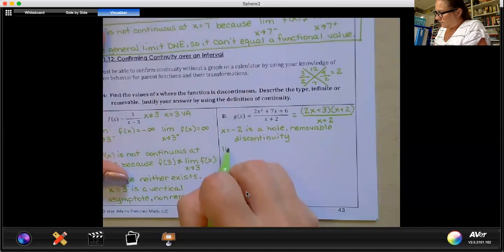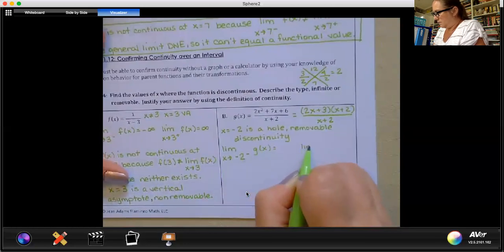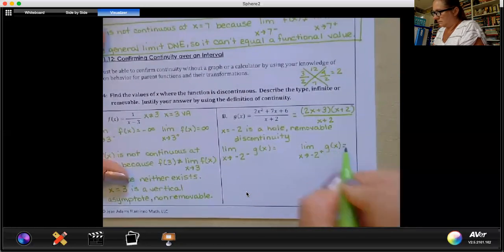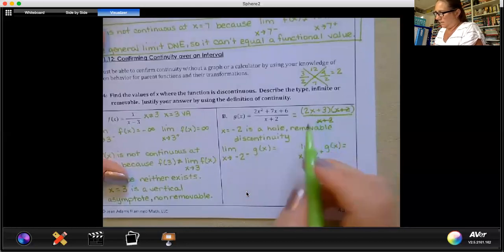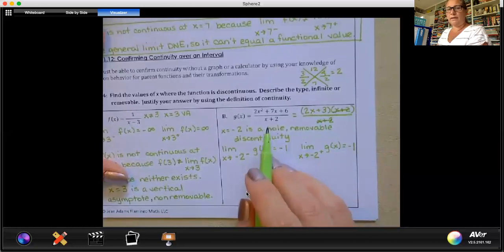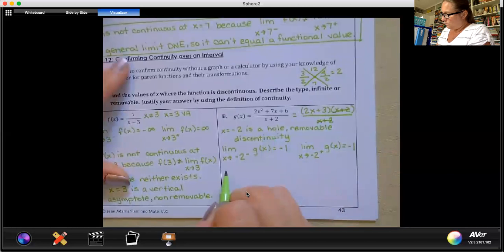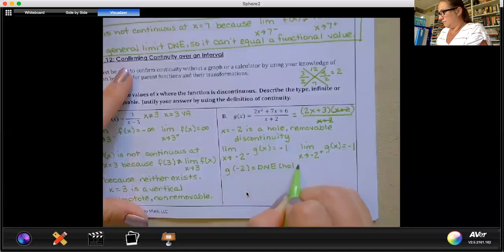So the limit as x approaches -2 from the left, and the limit as x approaches -2 from the right. So these are going to cancel. We just plug our -2 in here, and we get -1 and -1. So the limit exists, but we know that that can happen at a hole in the graph. So we know g of -2 doesn't exist because it is a hole in the graph.